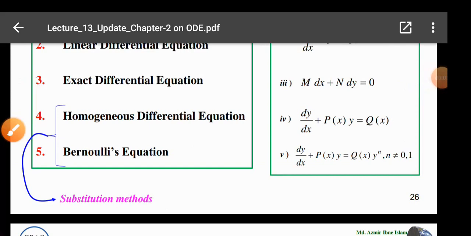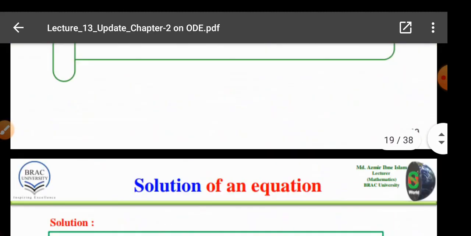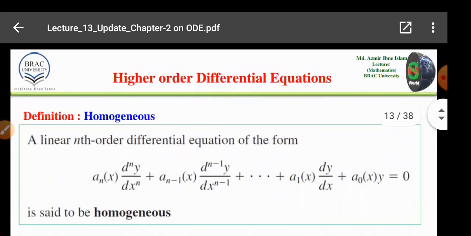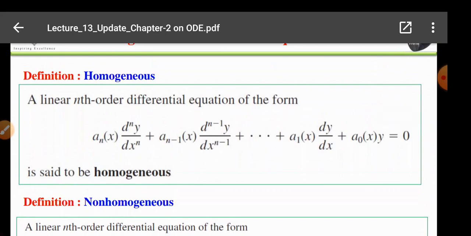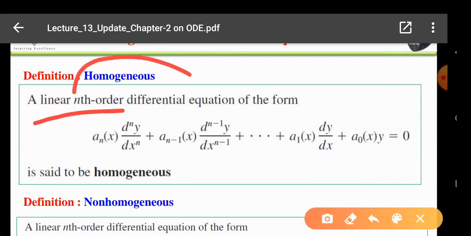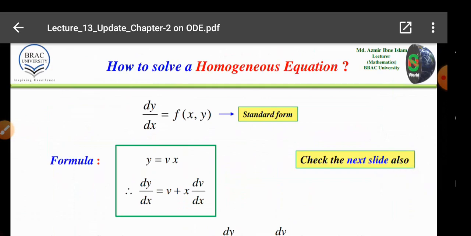So before starting the homogeneous differential equation, I want to mention that you should not be confused with the previous definition that we have learned. See here, it is also homogeneous and non-homogeneous. So this homogeneous is totally different from the homogeneous differential equation. It is the classification of linear differential equations. A linear differential equation will be homogeneous if the right side is 0. But whatever differential equation we have here, that is a first order homogeneous equation.